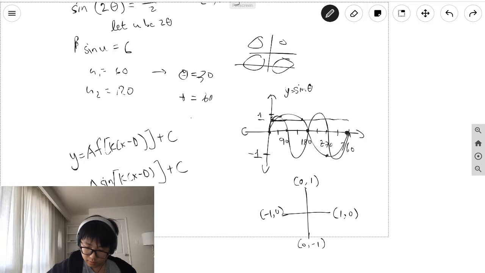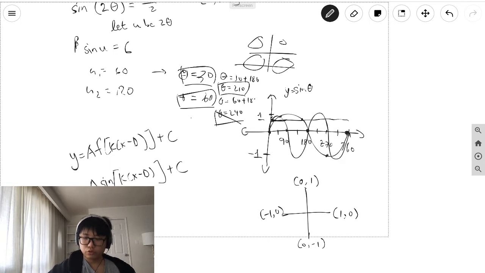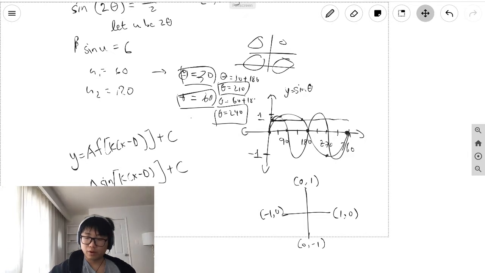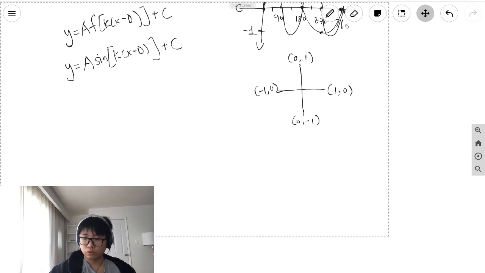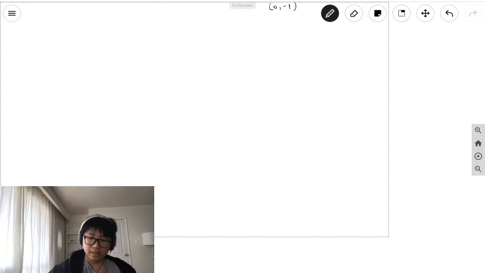So the next one is going to be 30 plus 180, which is 210. And the other one is 60 plus 180, and that's going to be 240. So 1, 2, 3, 4 solutions right there. Don't worry too much about this. We'll revisit this after we start graphing again. Right now, I gave you a quick intro of how to graph. At the very least, I need you to know how to graph the parent functions now. You can start from the unit circle, right? Everything comes from the unit circle.